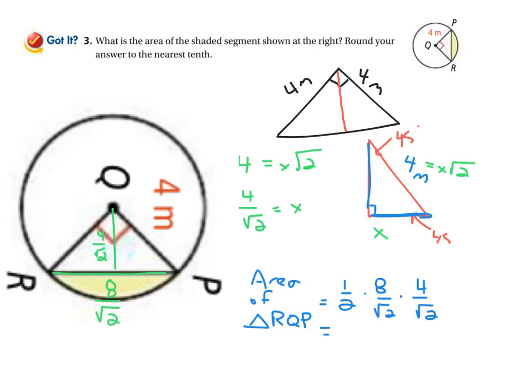Well, fun fact here, watch. Root 2 times root 2 is just 2. Anytime you multiply something in the root by the same amount, you get what's inside without the radical on it. So root 2 times root 2 is 2, times this 2 is 4, so we got a 4 in the denominator, over 1 times 8 is 8, 8 times 4 is 32. And of course 32 divided by 4 is exactly 8. So we have an area for that triangle of exactly 8 square meters.